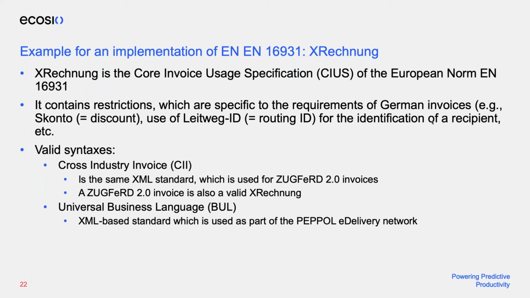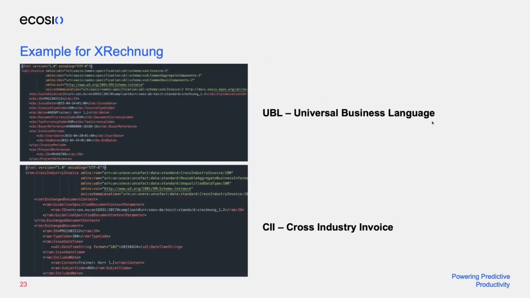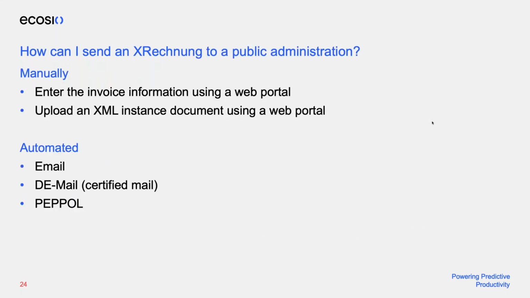Valid syntaxes here are the Cross Industry Invoice, which is the same XML standard used for ZUGFeRD, and also ZUGFeRD 2.0 invoice is valid X-Rechnung, and obviously also Universal Business Language, which is the XML-based standard used as part of the PEPPOL e-delivery network. Here are two examples for X-Rechnung. First, the Universal Business Language, as we can see, is a regular XML file following a certain structure, and so is the Cross Industry Invoice. So the two syntaxes we have here, which are valid for the European norm, are both XML-based. How do I get an X-Rechnung to a public administration?